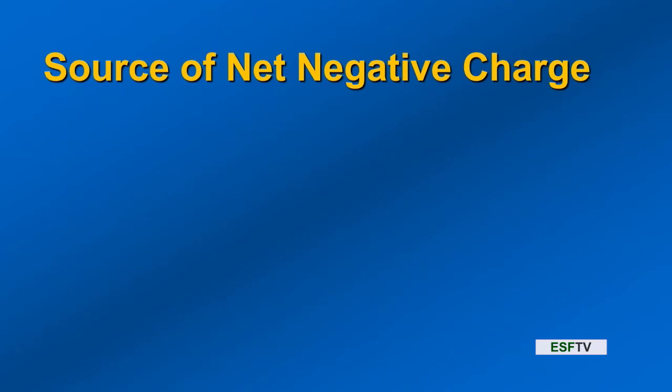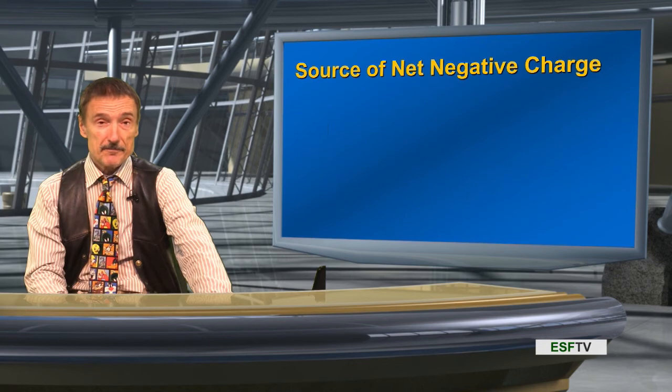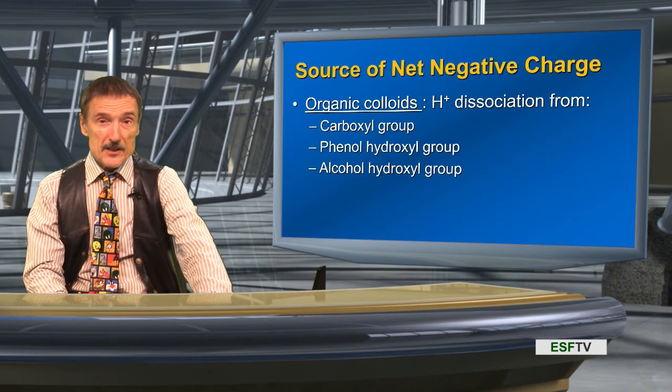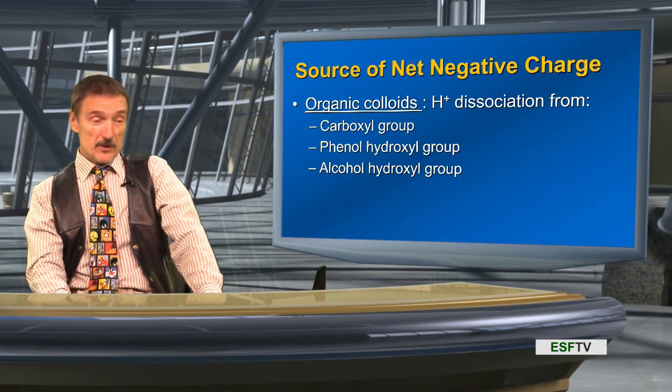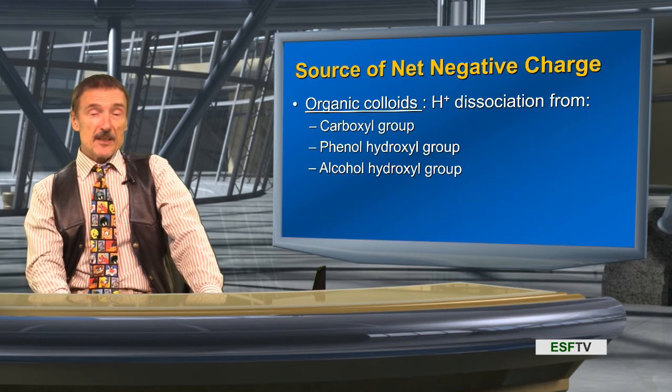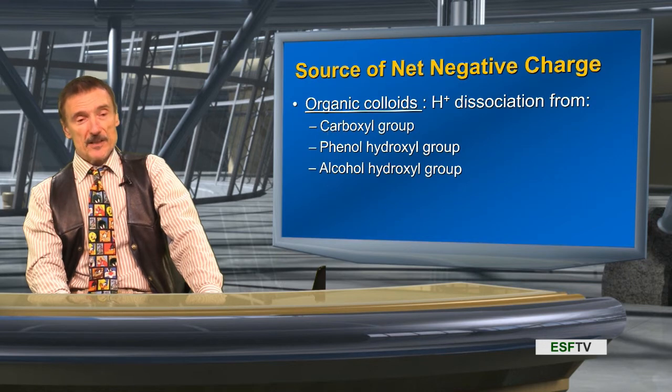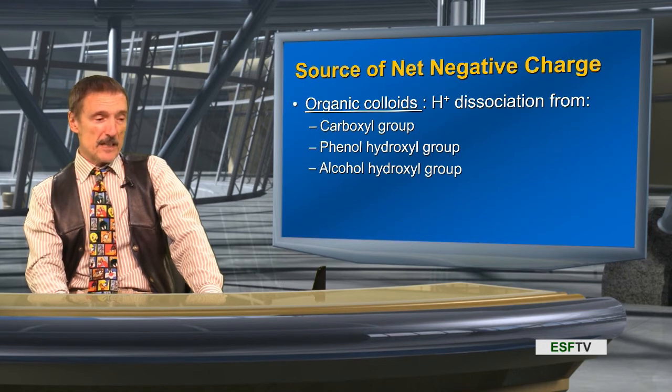So these colloids, the neat property is they exhibit a net negative charge. And so the next question is, well, where do those charges come from? And so that's the subject of this piece. We differentiate these colloid types on the basis of net negative charge and how those net negative charges are derived. So organic colloids, this group that we've chosen to talk about first, the net negative charge is a result of dissociation of hydrogen.